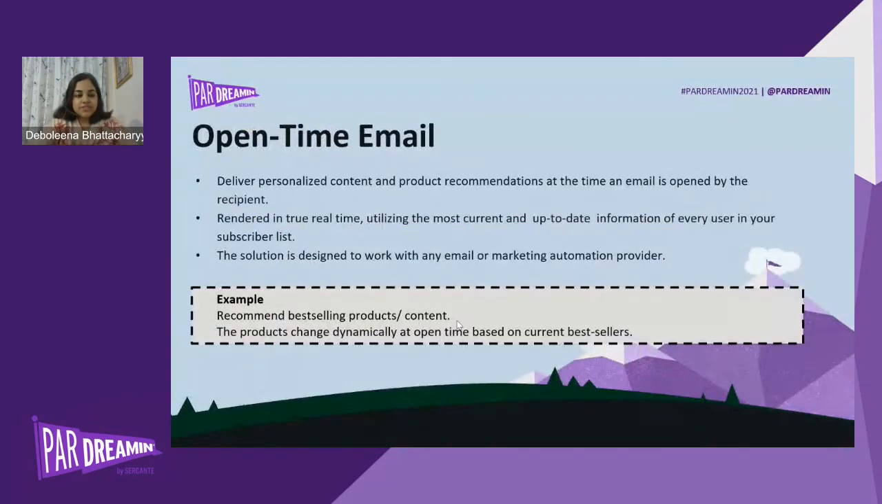So the first use case that we're looking at today is open time email. Now, as the name suggests, what it does is it serves personalized content and product recommendations at the time the email is opened by the recipient. So, for example, if you are sending out a shopping cart abandonment email with a block showing the products that have been left in the cart.